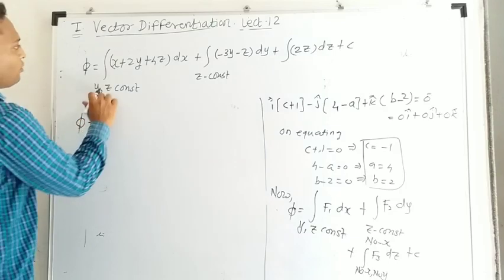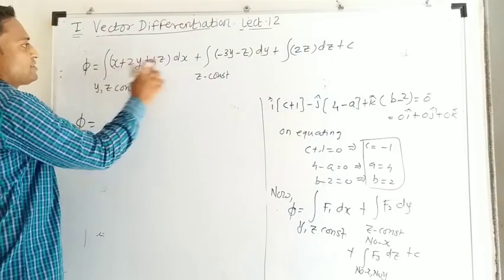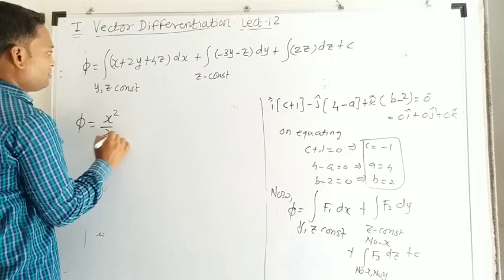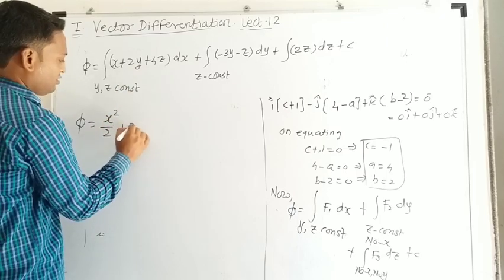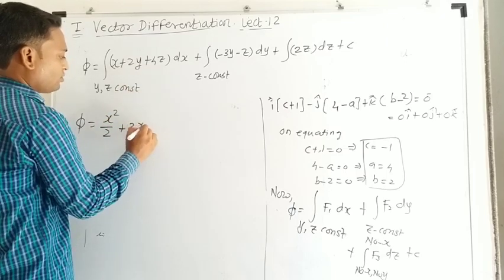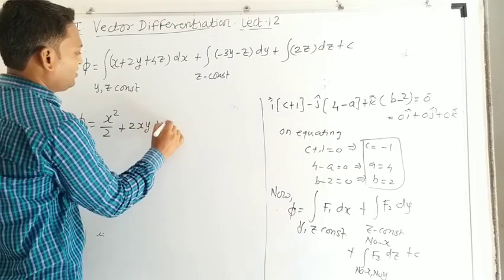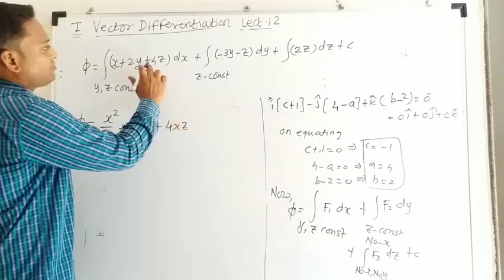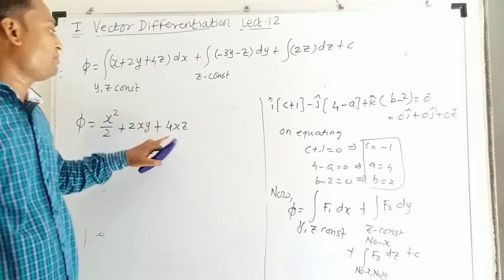Phi. y and z constant. Integration with respect to x: x integration with respect to x will be x square by 2. 2y is a constant, integration of 1 will be 2y into x, that is 2xy. This will be 4xz. 4 and z both constant, integration of 1 will be x.